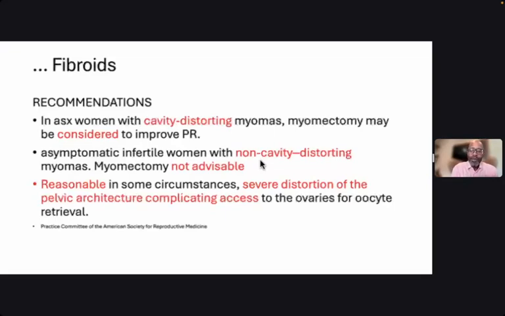However, myomectomy may be reasonable in some circumstances, including but not limited to severe distortion of the pelvic architecture, complicating access to the ovaries for oocyte retrieval. So if you're asymptomatic, cavity distorting, you remove. Asymptomatic, non-cavity distorting, it is advisable not to remove. But if there's any distortion of the pelvic architecture, it's advisable to remove.